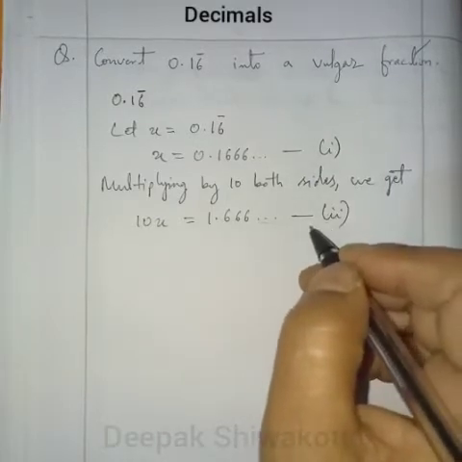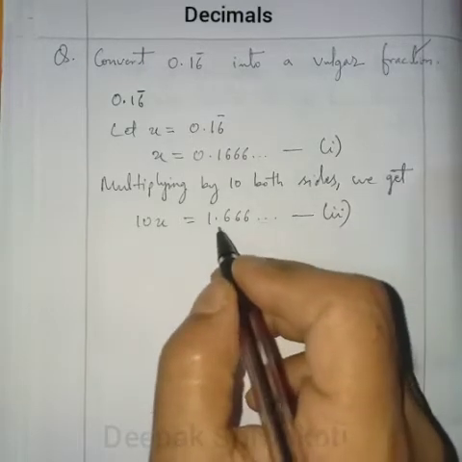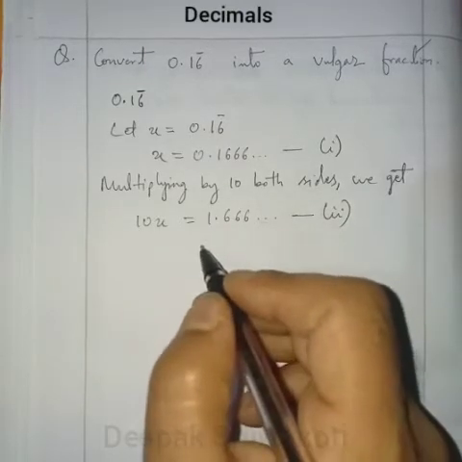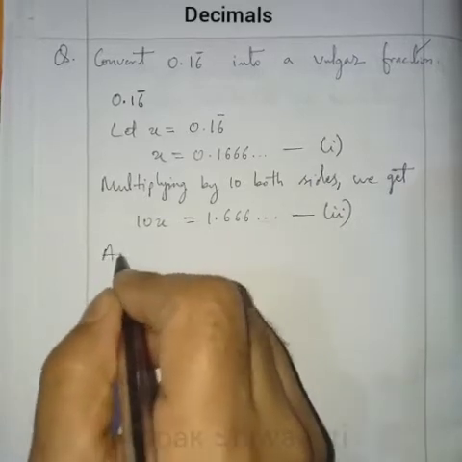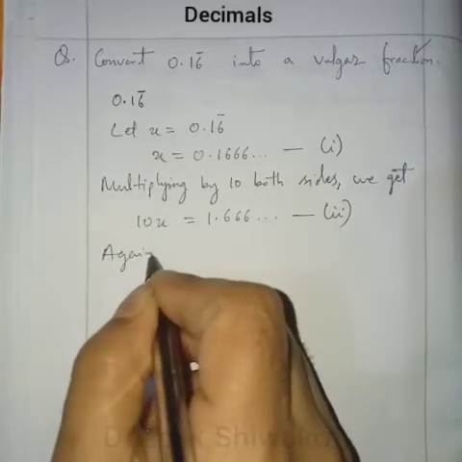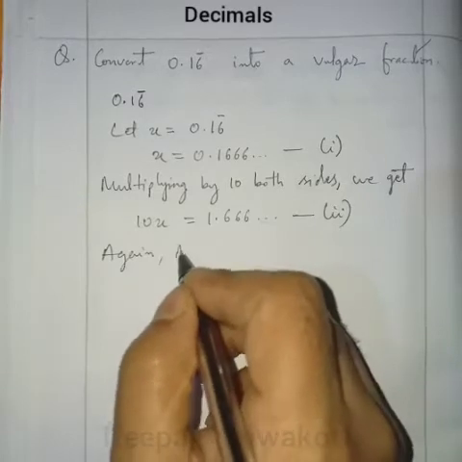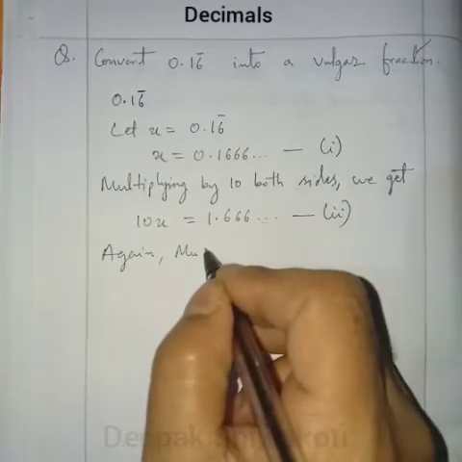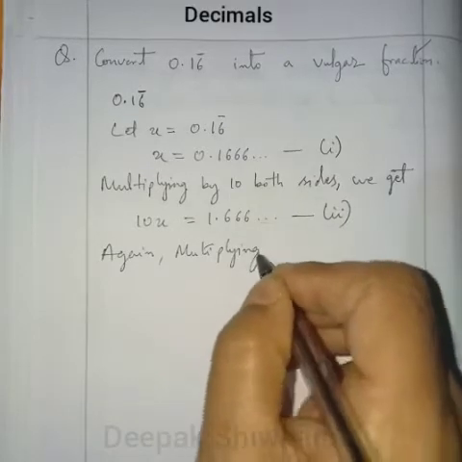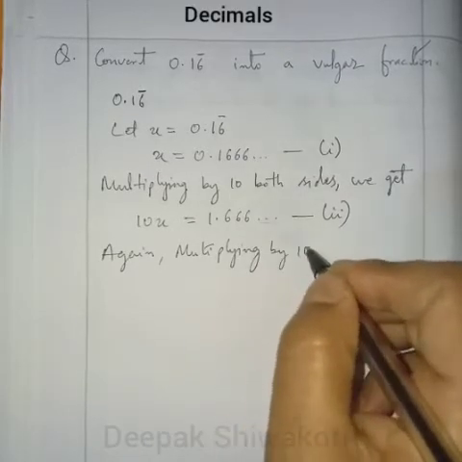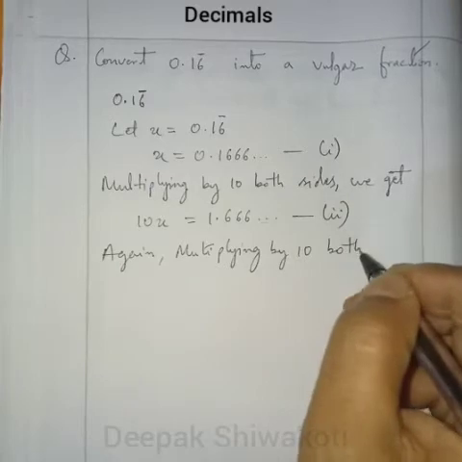Now on this side you see 666 is there, isn't it? So let us multiply one more time. Try to understand why I'm doing all this; at the end I'll explain again. So let us multiply by 10 on both sides.